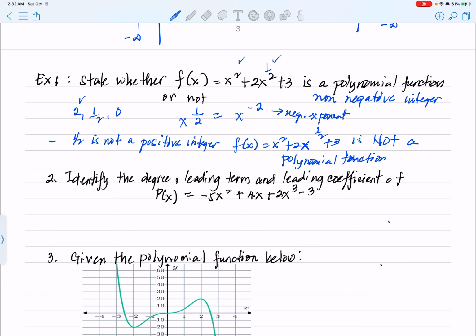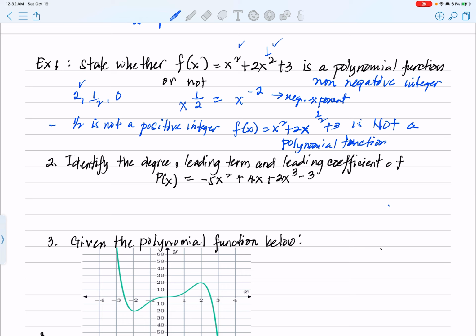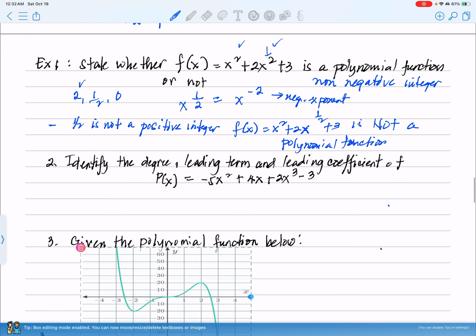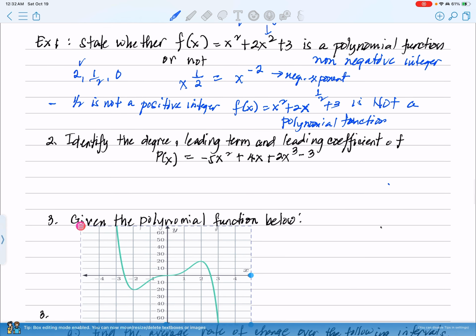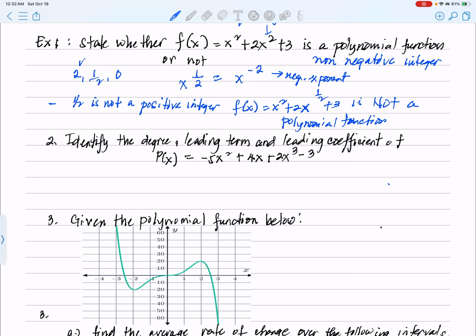Let's have number 2. Identify the degree, the leading coefficient, and the leading term. So we'll do first. Let's look at the function. P of x is -5x squared plus 4x plus 2x cubed minus 3. So the highest exponent is 3. That means we have to write them in order: 2x cubed minus 5x squared plus 4x minus 3.